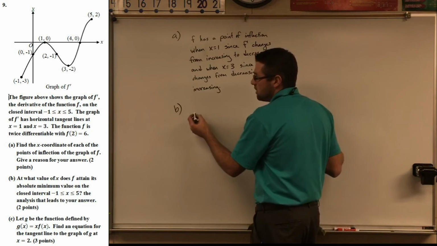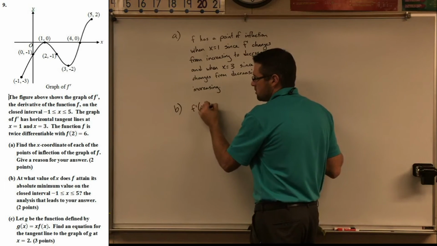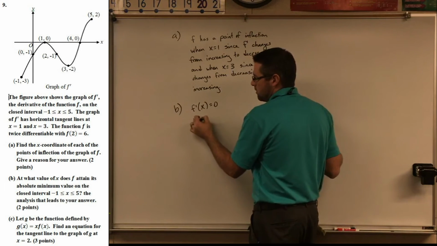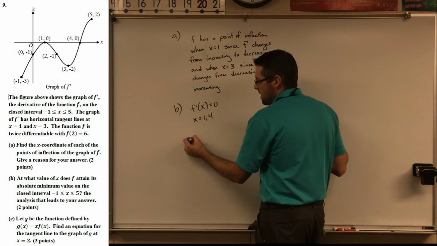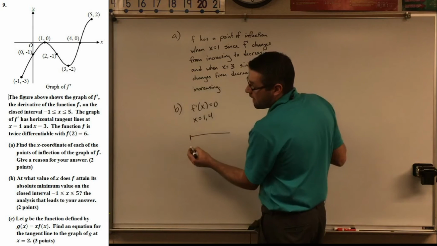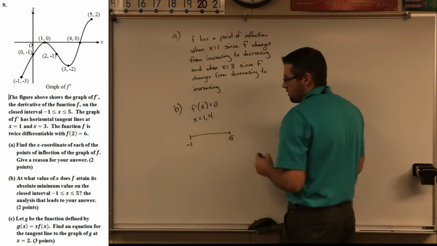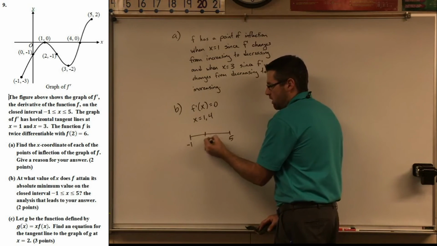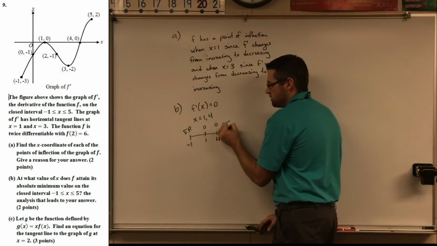So the first thing I'm going to do is set f prime equal to 0. So when does f prime equal 0? When x equals 1 and 4. Then I'm going to do a number line with endpoints of -1. I'm just talking about critical points right now. Okay. So 1 and 4. So this is when f prime is 0. These are at the endpoints.